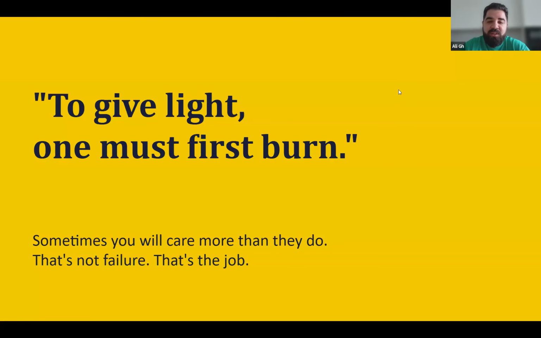To give light, one must first burn. I love this quote, by the way, because it's by Rumi. It's a very beautiful sentence because it taught me that in order to shine, that painful burning is a part of this process. Okay? You will care more than they do, and that's not failure. That's just the job. It happens. You have to try harder for those students as much as you can, at least.